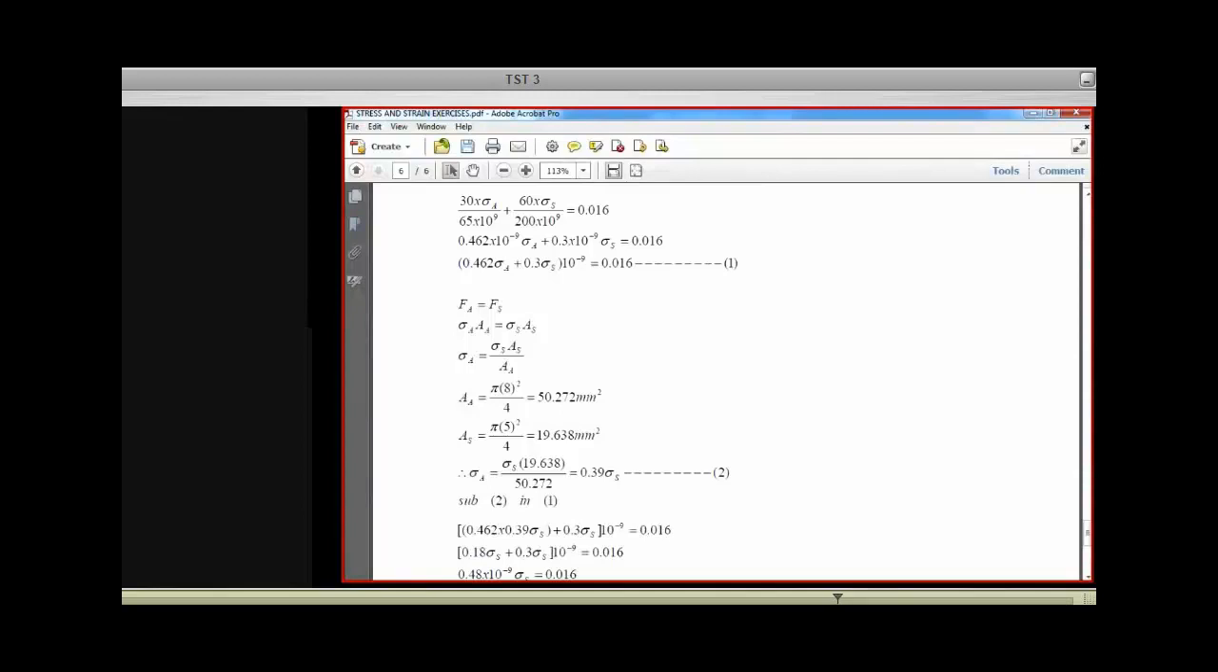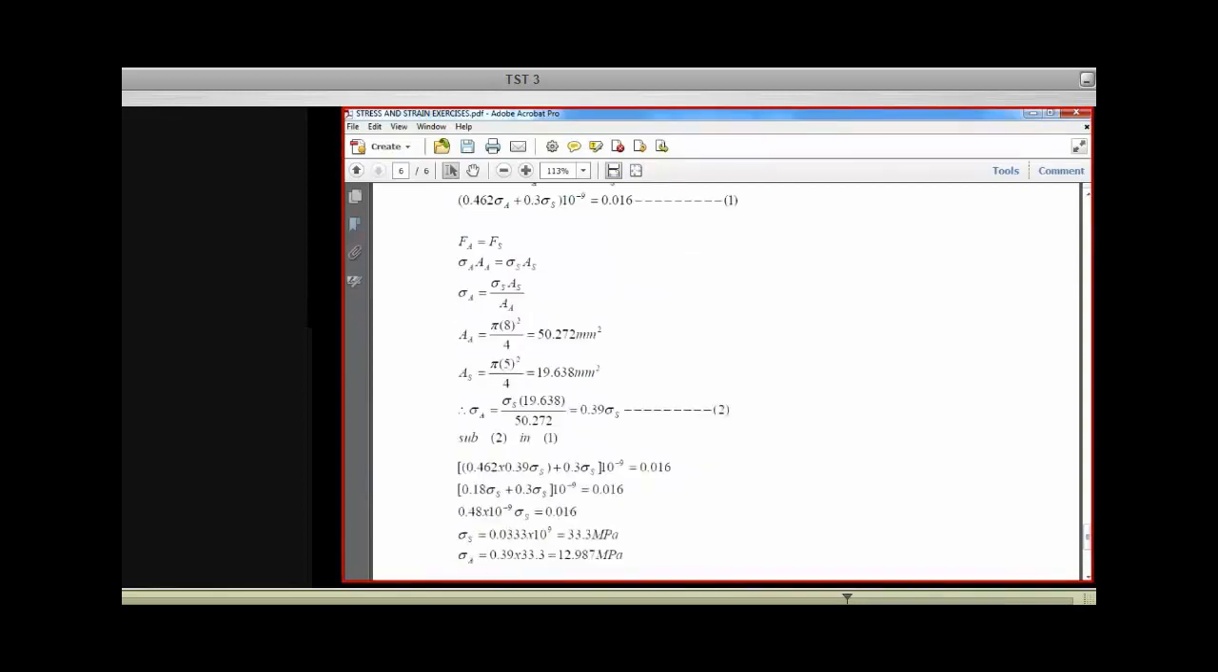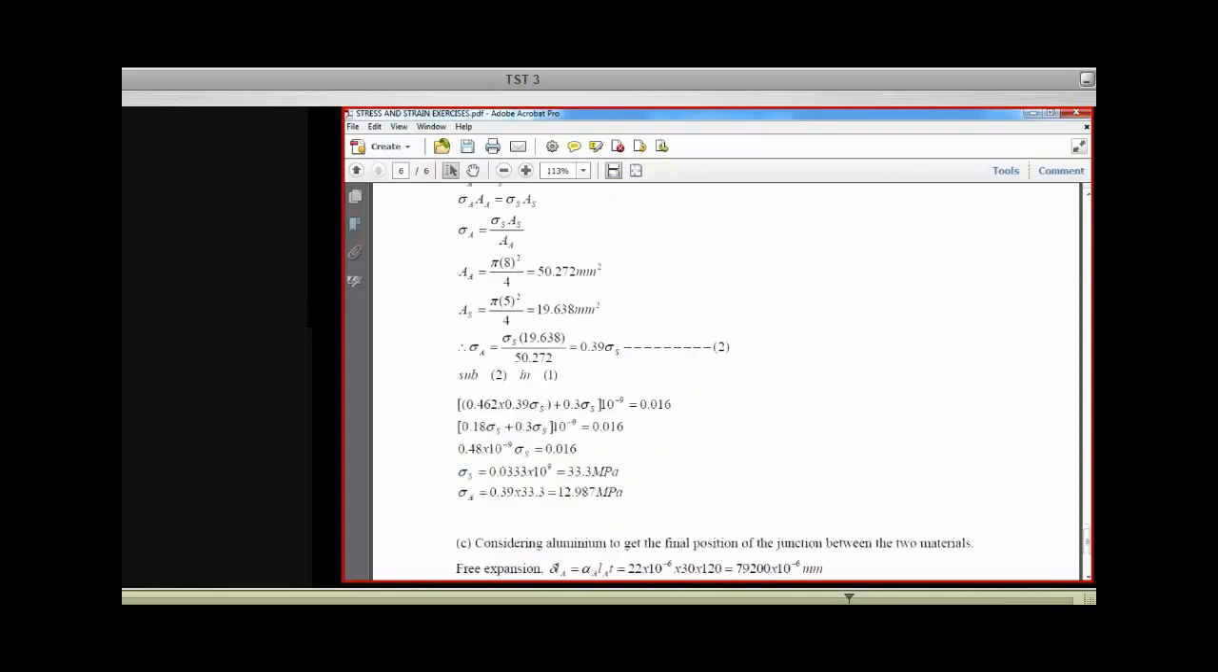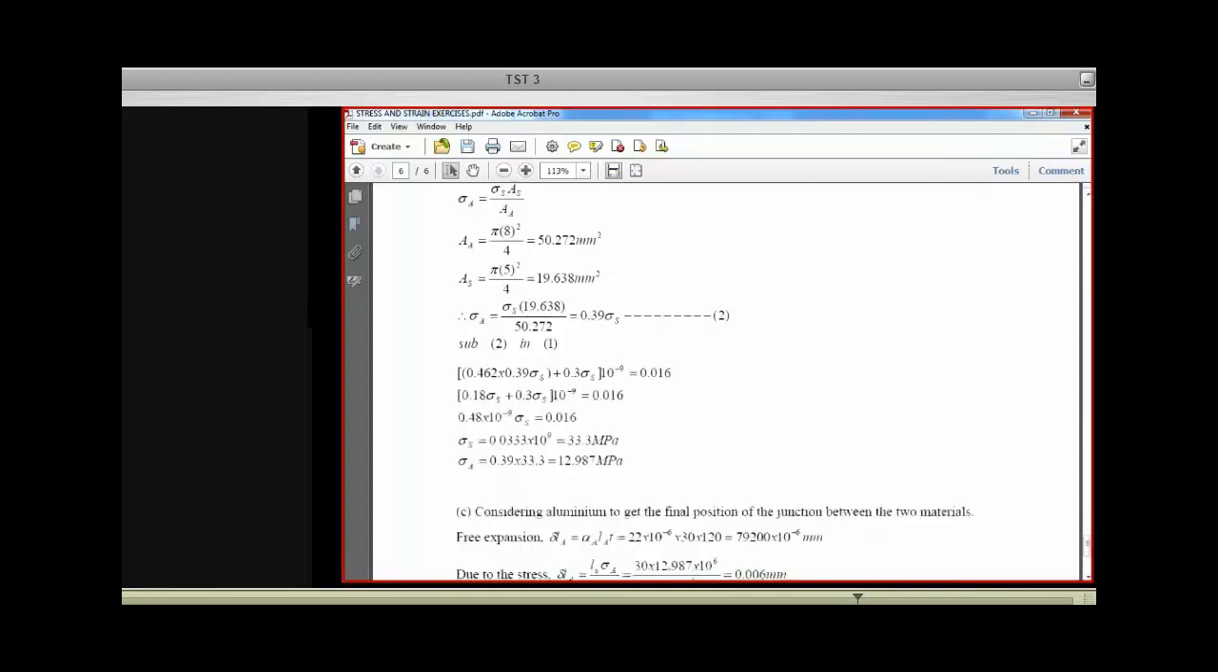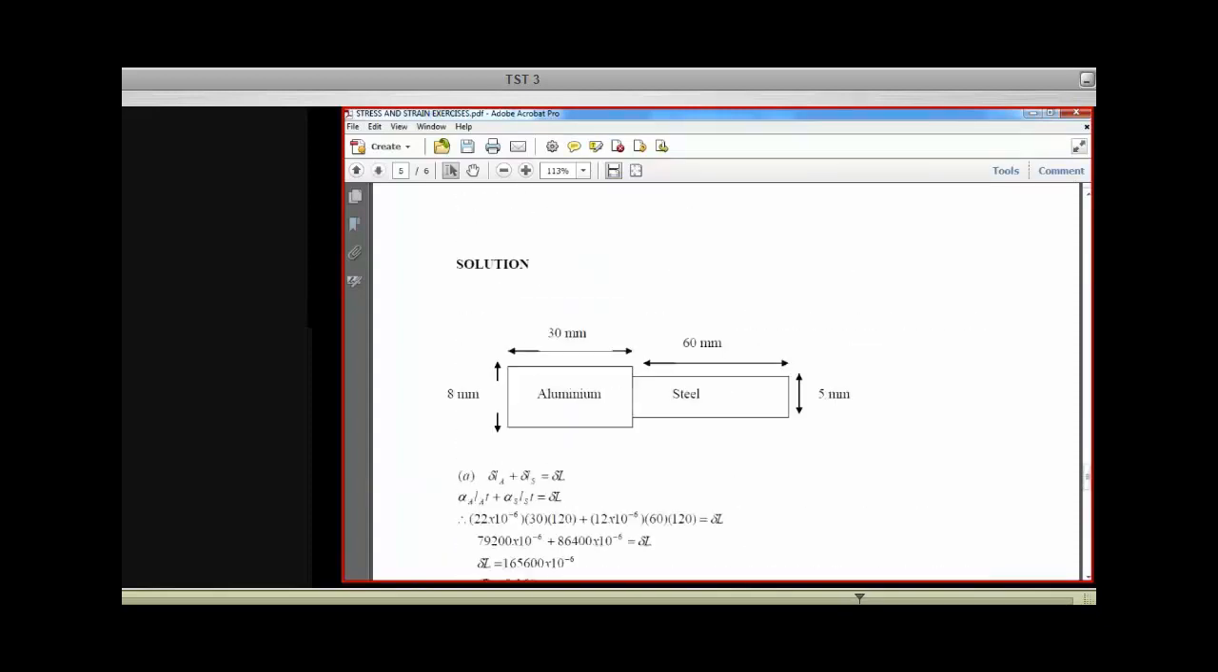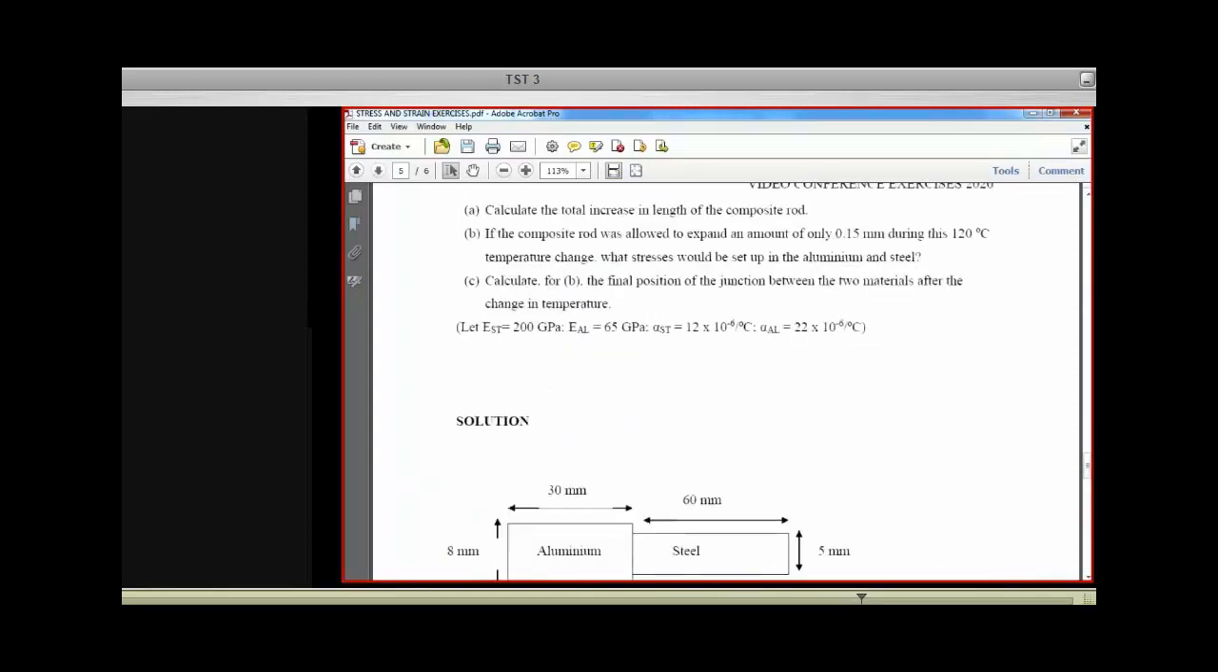So we put those parameters, and we're able to have another equation with 2 unknowns. So now we have 2 equations with 2 unknowns. Having 2 equations with 2 unknowns is now very easy to solve simultaneously, and we're able to get the stresses in both the steel and the aluminum under the condition that the material will not be allowed to extend beyond 0.15 millimeter.